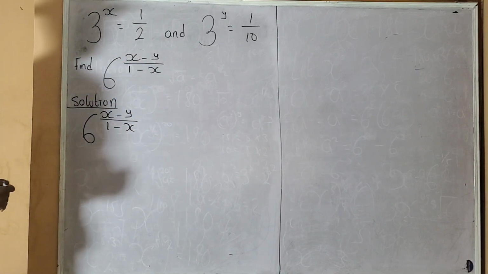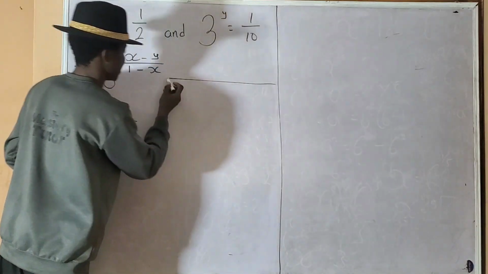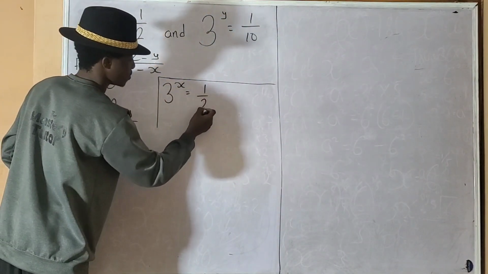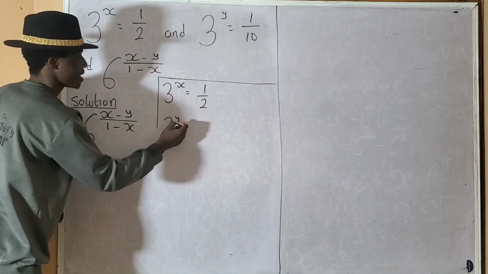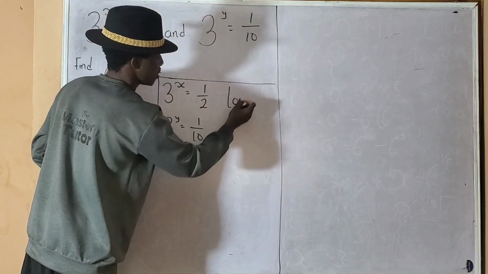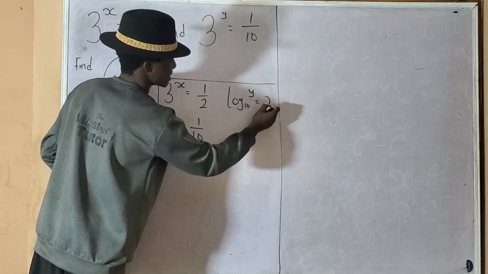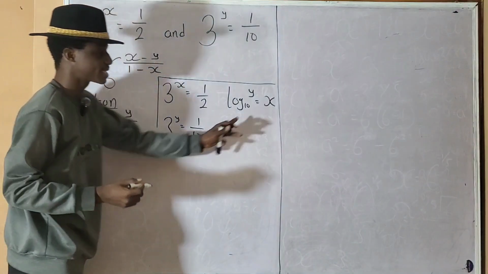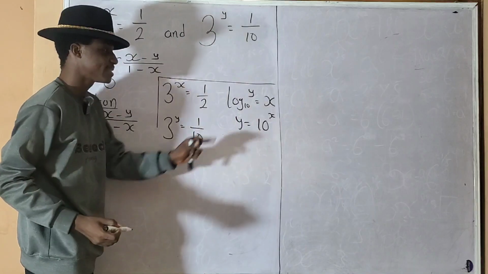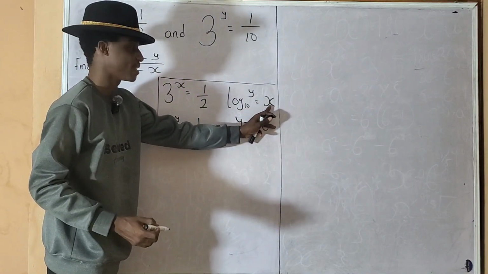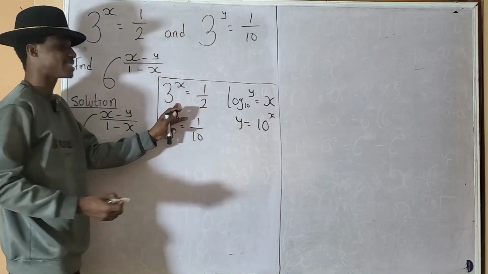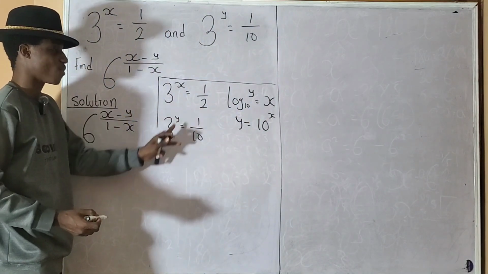If you want to solve this question, we are given some important things. The first is 3 raised to the power of x equals 1 over 2, and the second is 3 raised to the power of y equals 1 over 10. Now, recall that if you have log y base 10 equals x in logarithmic form, this can be written in index form as y equals 10 raised to the power of x. That is, this base, we carry what we have here and set it equal to y. Do you understand? So the same law here, you're going to reverse it. This is in index form before.